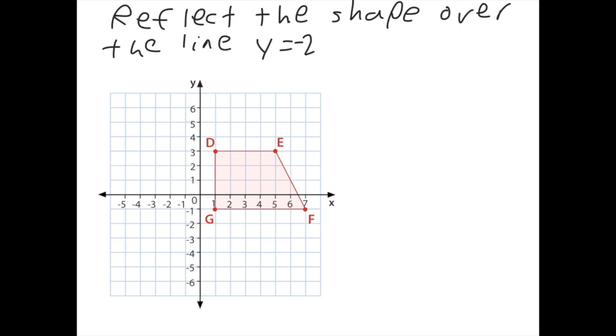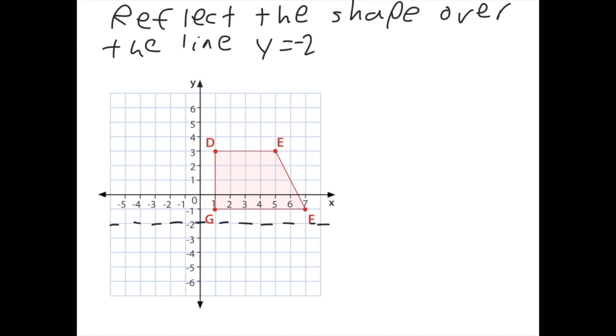Let's say we have a quadrilateral DEFG. Remember, a quadrilateral is a 4-sided figure. And we want to reflect it over the line y equals -2. Now remember back from Algebra 1, you should remember that y equals -2 is a horizontal line at -2. So I'm going to draw a dotted line. And this dotted line represents the line y equals -2.